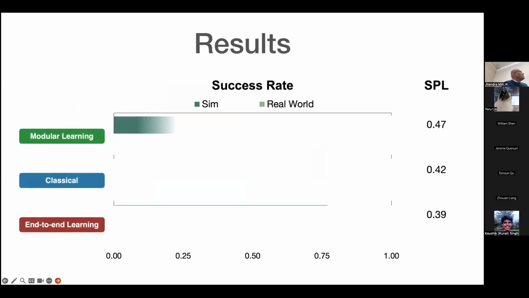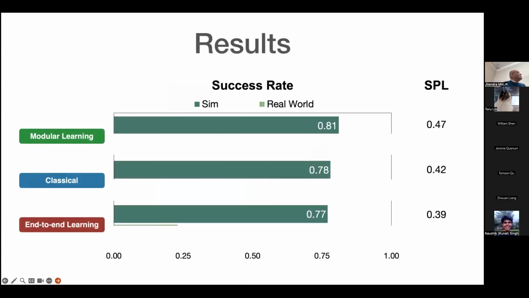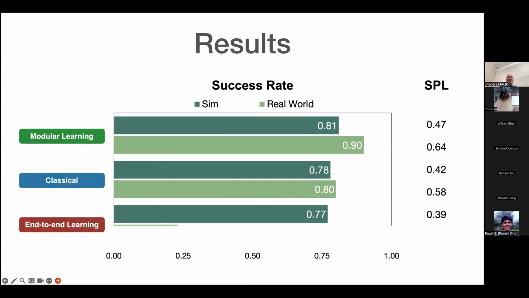Success rates in simulation were like this. So basically they're about the same, right? Now the success rate in the real world. Okay. So the end-to-end learning was an absolute disaster.